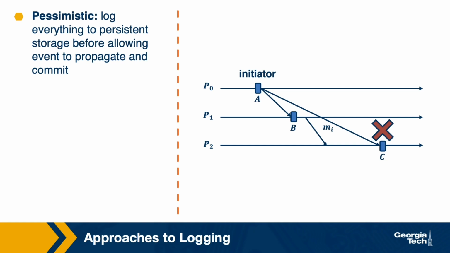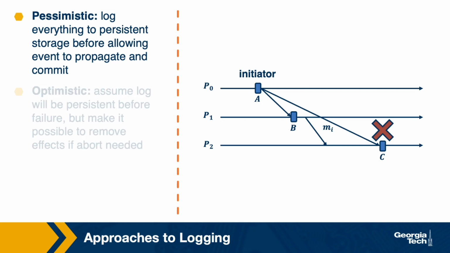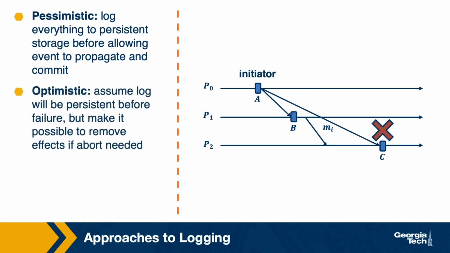And there are many examples out there where persistent memories are used precisely for maintaining logs that are later used for building fault-tolerant solutions. Another approach is optimistic logging. In optimistic logging, there is an assumption that the log will be persisted before a failure occurs, and it also makes it possible to remove the effects of an operation in case it needs to be aborted.